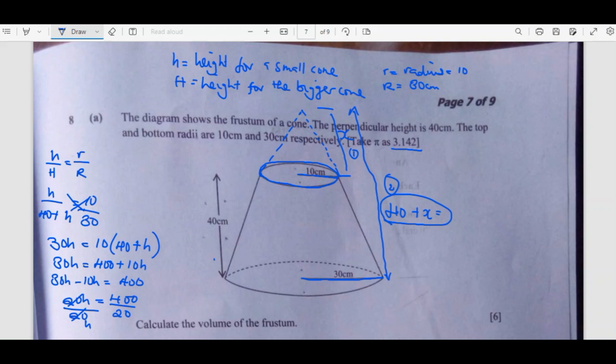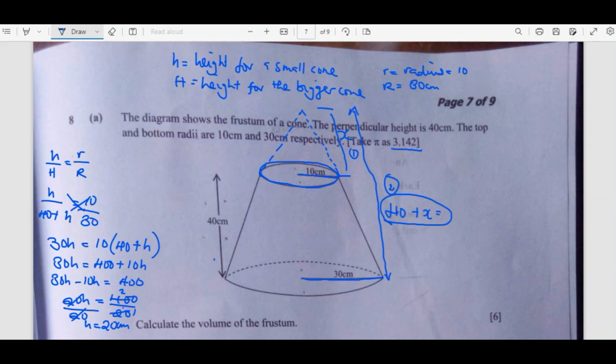So h is equal to, 20 into 20, it is 1. 20 into 40, it is 2. So the answer is 20 centimeter. So this 20 centimeter is for a small cone.